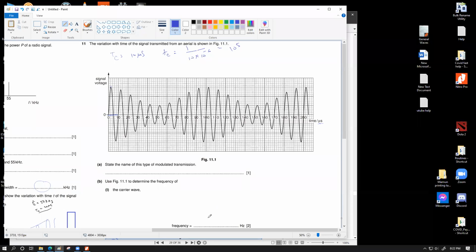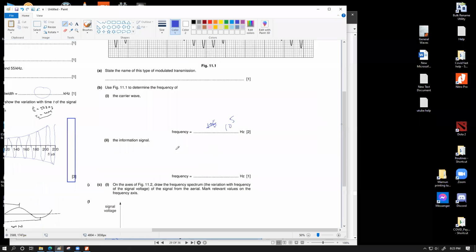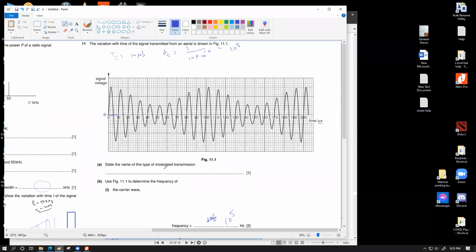Here we just wrote 10 to the power 5, but you must show your calculation here, how you did the calculation. So 1 divided by 10 microsecond, this calculation must be shown. Then comes the information signal. To find the information signal time period, we are simply going to judge the graph from crest to crest or trough to trough. I like crest to crest.